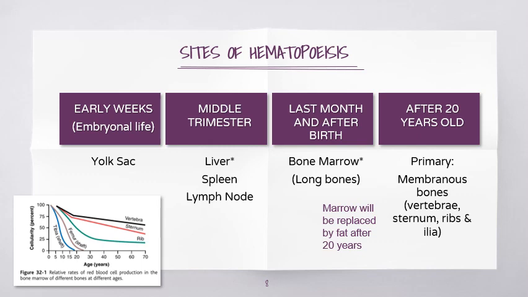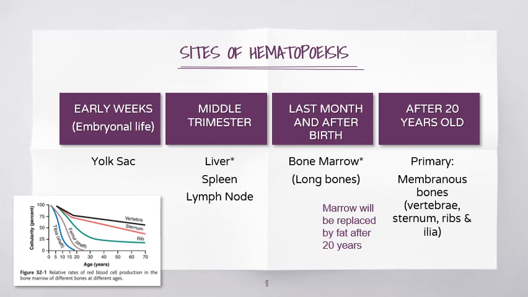Okay, but as the person gets older, more and more of the bone marrow will be replaced, and as you notice, older populations usually are more anemic than the younger ones because the hematopoietic sites of these individuals are continuously being replaced by fat.